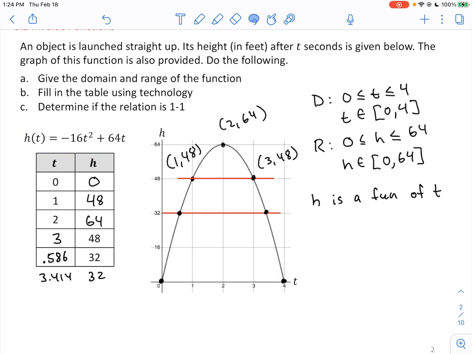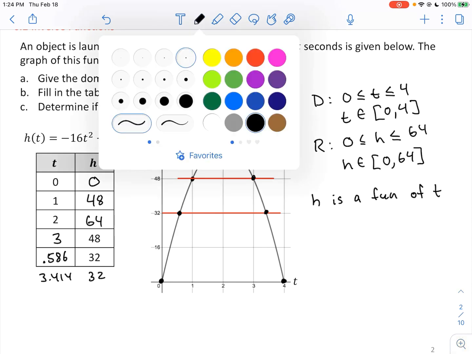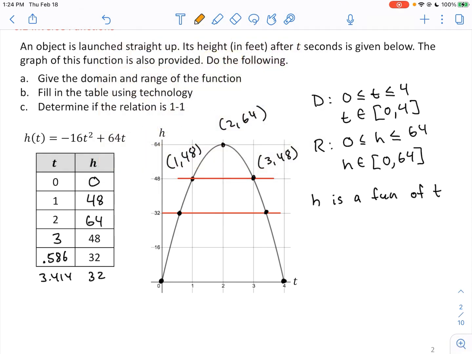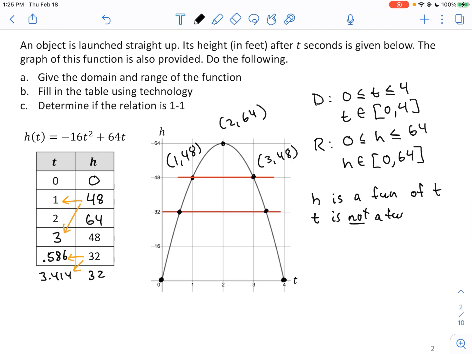But the horizontal line test, the graph fails because there's lots of horizontal lines that intersect the graph multiple times. And if you think of this as going backwards, 32 had multiple outputs. If you think of 32 as the input, every height between 64 and 0 has 2 different times. So it's not a function going the other way around. So you would say t is not a function of h. You tell me height and you get multiple t's. So this is not a one-to-one function.